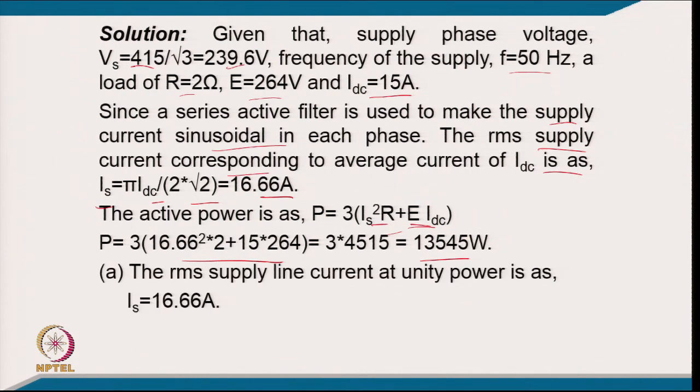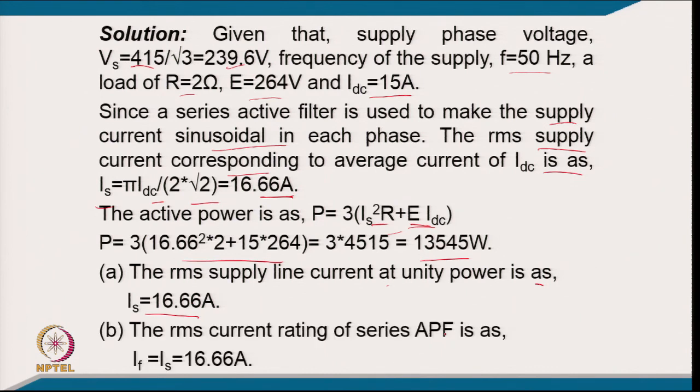So, putting the value of this, it comes to 13,545 watt, and the RMS supply current at unity power factor will be what we calculated here, 16.66 ampere, and the RMS current rating of the series active power filter also will be 16.66 ampere.